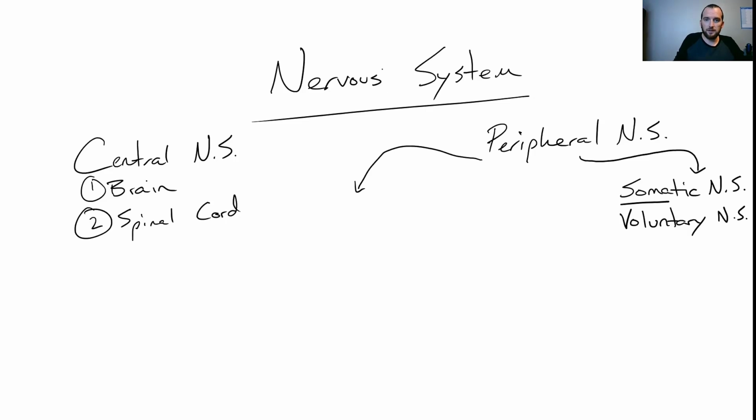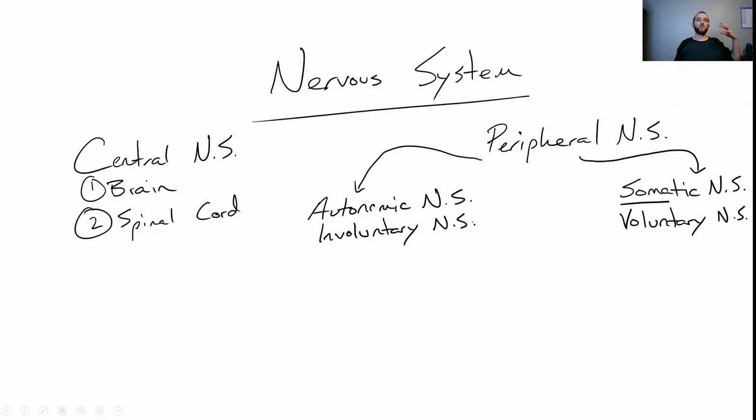Now, the other side of it is the autonomic nervous system. And autonomic, you should think is automatic. Autonomic is automatic. So it is the involuntary nervous system. It's all of those things that we want our body to keep doing, but we don't want to expend the mental energy to have to keep consciously thinking about it all the time.